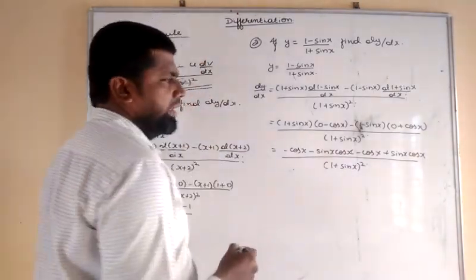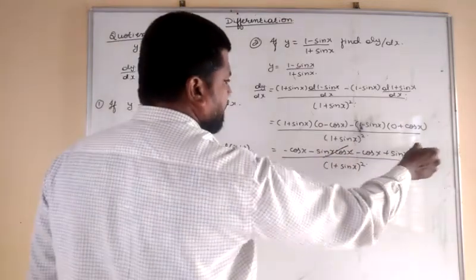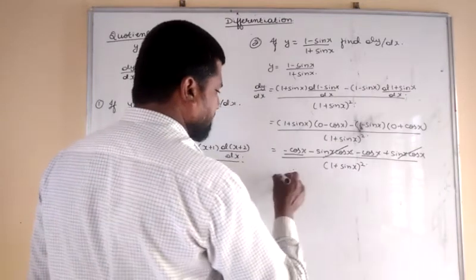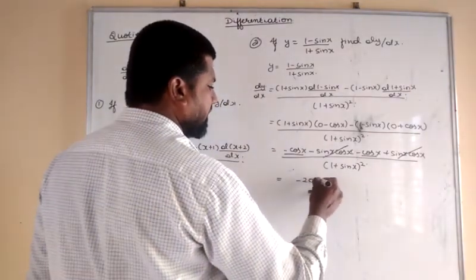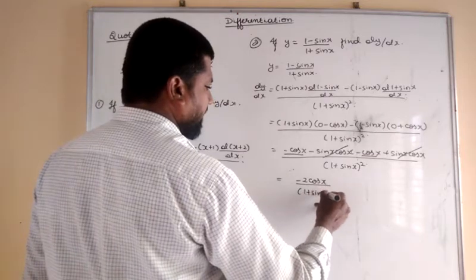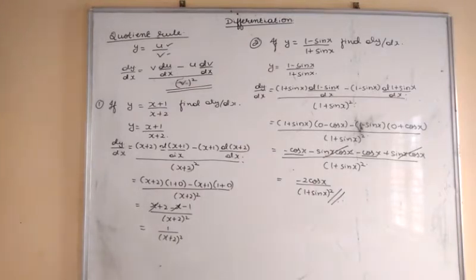So here in the numerator, sin x into cos x is negative here and positive there, so we can cancel. Then here minus cos x and minus cos x means we can write minus 2 cos x by 1 plus sin x whole square. So this is the quotient rule.